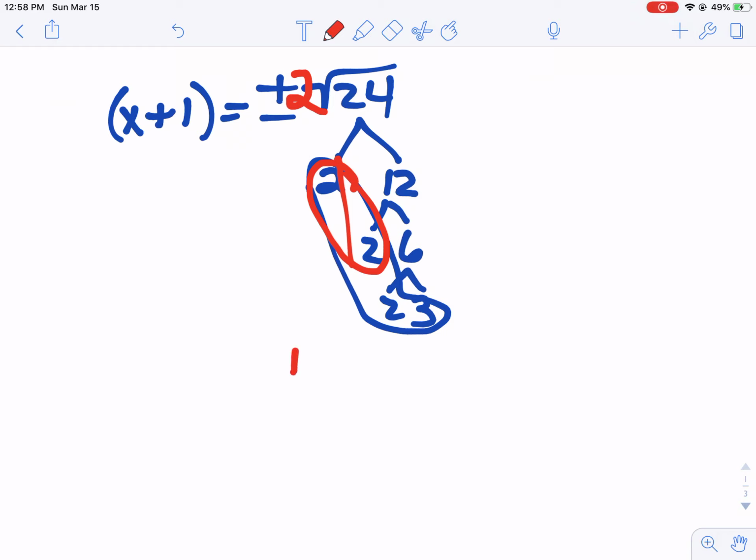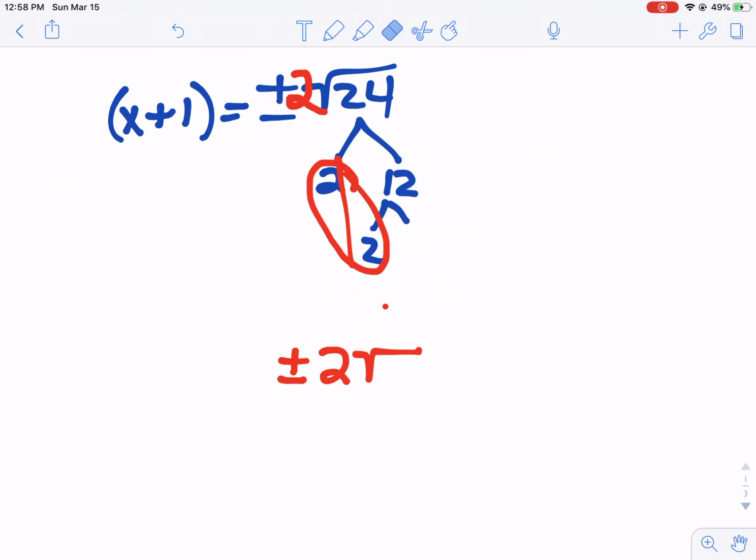All right, so I've got a plus or minus, a 2, and a radical, and that 2 and the 3 that we didn't group together before, these guys right here, get multiplied back together, and they stay under the radical to make a 6.